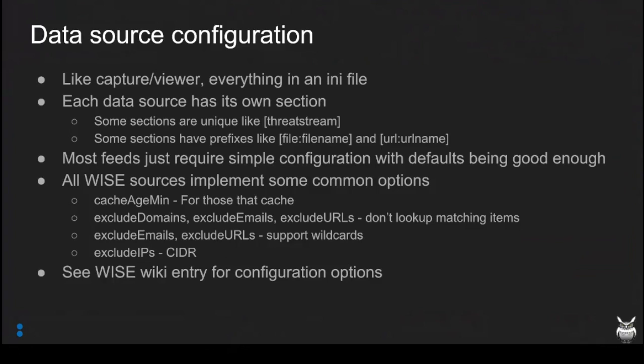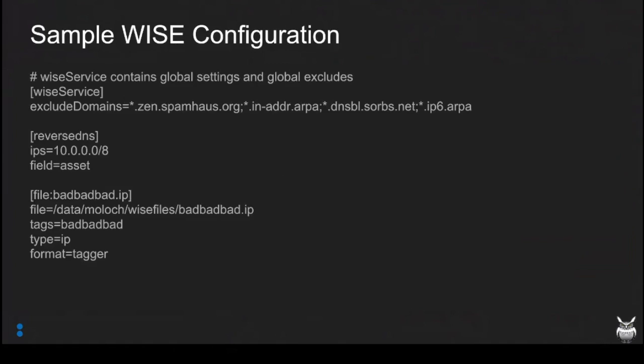And so per data source, you can say, don't ask this data source for these IPs or whatever. There's lots of configuration options. They're all in the WISE wiki. So here's a very simple sample configuration. The first section is global here, this WISE service one. And we're basically saying we don't want to ever look up these things. These things, if they somehow end up at WISE, just don't look them up, just drop them.